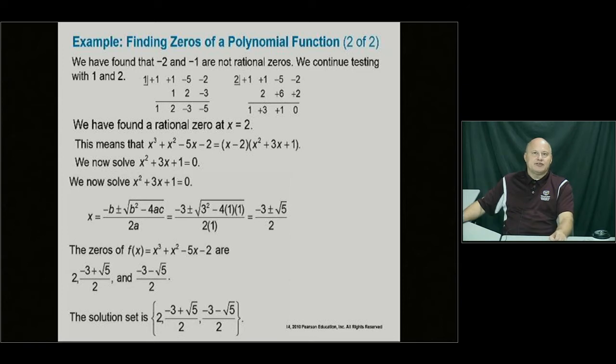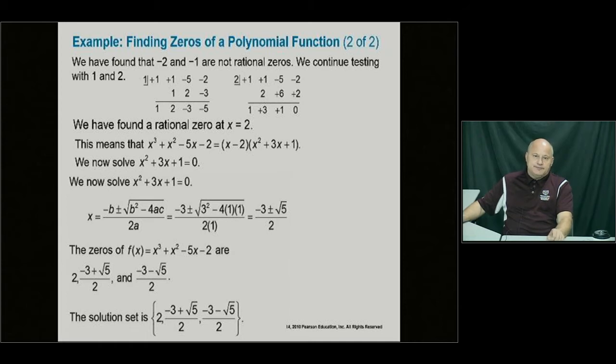So we have found a rational 0 at x equals 2. So that means x cubed plus x squared minus 5x minus 2 can be factored because x minus 2 is a factor. And remember, the remaining part of that quotient is the 1, the 3, and the 1. So it's going to be x squared plus 3x plus 1. That's the remaining factor. But you're like, well, wait a minute. You've gone through all 4 possibilities, and I've still got 2 zeros that I haven't found yet. But remember, on quadratics, you have other ways to solve other than the rational root test.